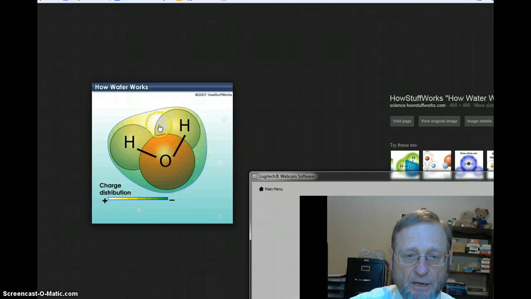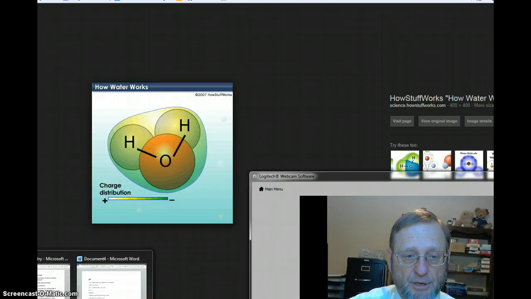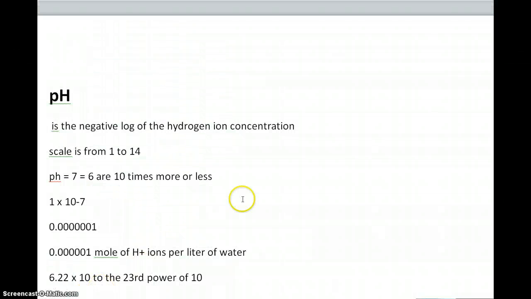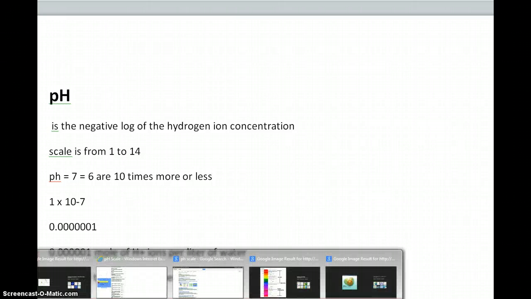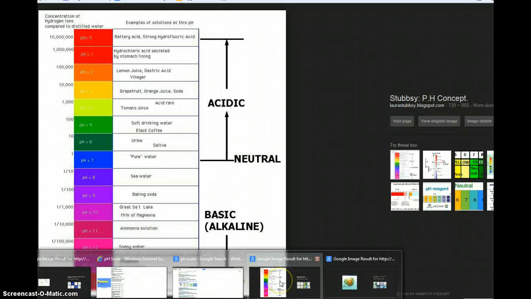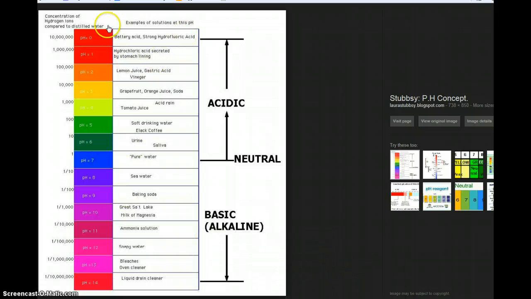Okay, now let's talk about the pH of water and the pH of anything, really. pH is important. pH is the negative log of the hydrogen ion concentration with a scale that runs from 1 to 14. What does that mean? Well, basically, when we look at pH, pHs that are low numbers are acidic. pHs that are high numbers are alkaline. Acids are sour.